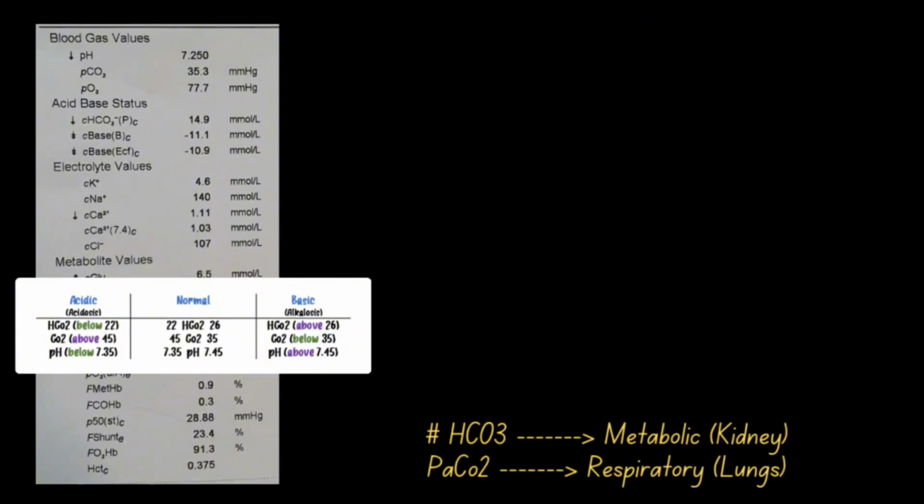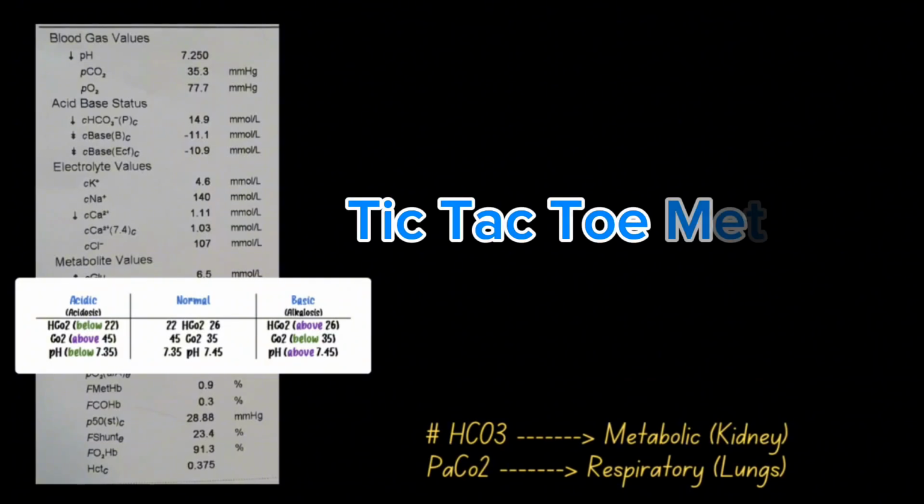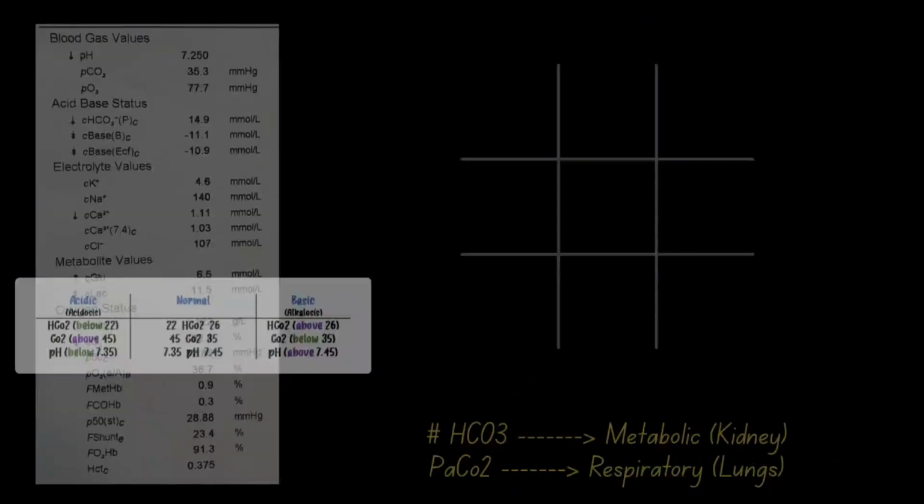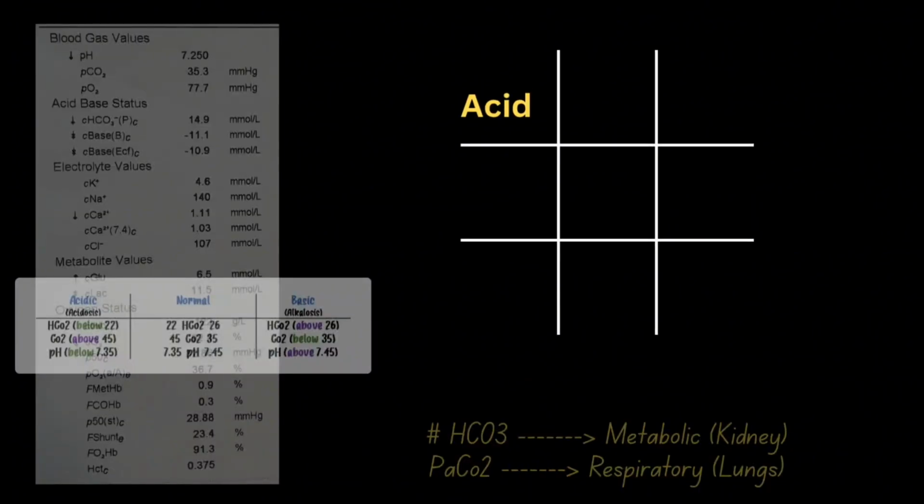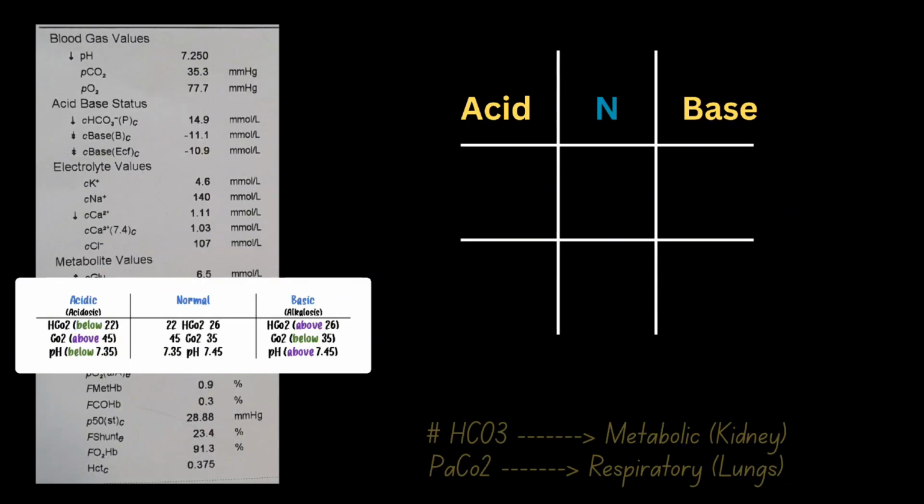Let's solve this ABG using the easiest method, the Tic Tac Toe Method. Draw 3 boxes. On the left, write acid. In the middle, write normal. And on the right, write base. Now we only need 3 values: the pH, the PaCO2, and the bicarbonate.